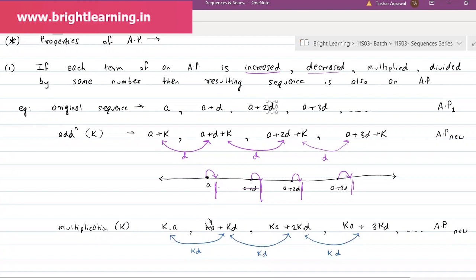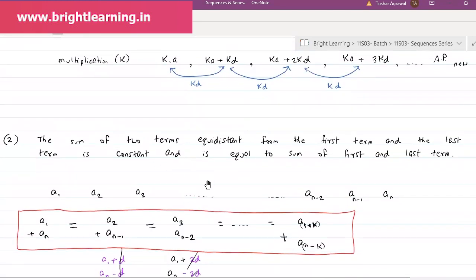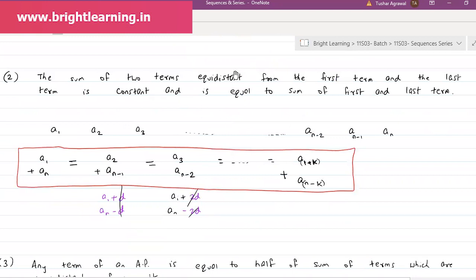That's it. This is one example. Now, the second property: the sum of two terms equidistant from the first term and the last term is constant, and is equal to the sum of the first and last term. So what does equidistant from the first term and last term mean?